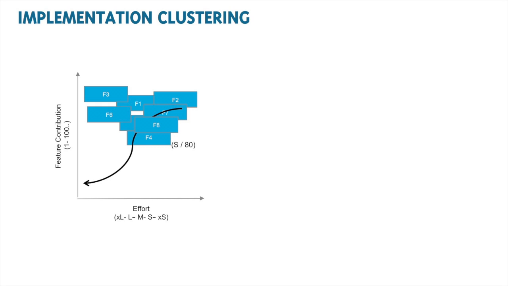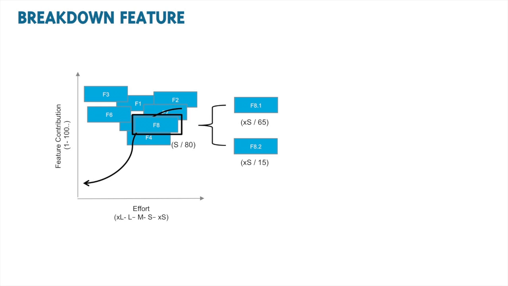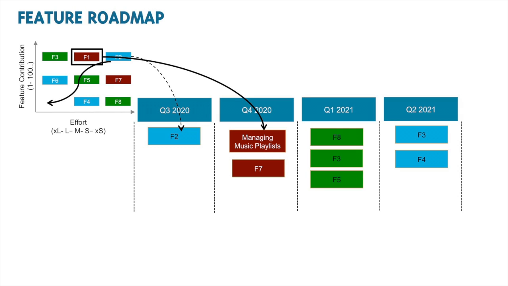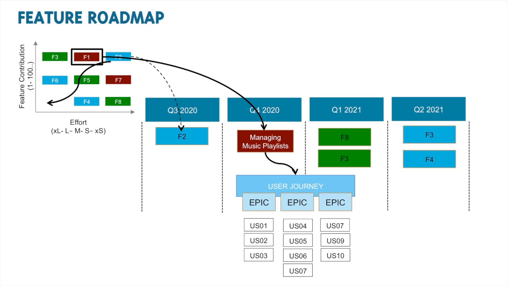show the team find their initial feature mapping exercise results in a cluster. They are encouraged to break down the features and then to re-evaluate each one once more. Once the team has created a baseline feature roadmap, the team can start to plan how and when they intend to complete the associated details such as user journeys, epics and user stories.